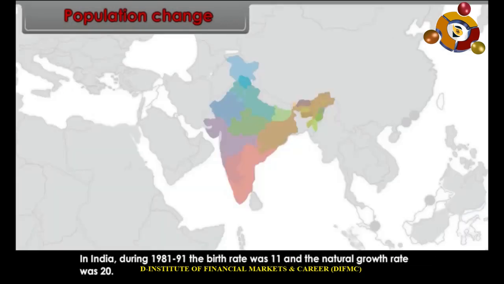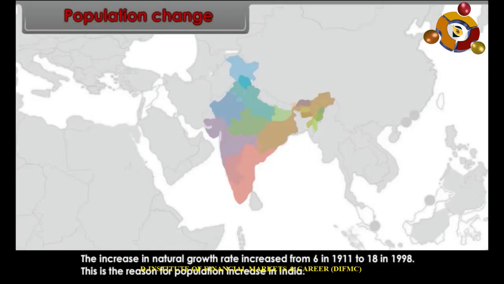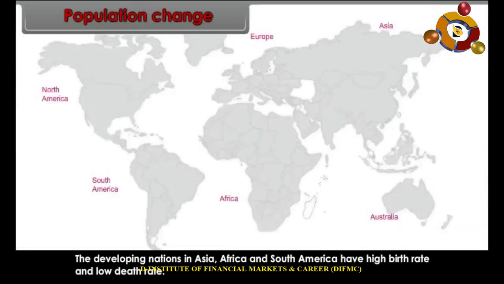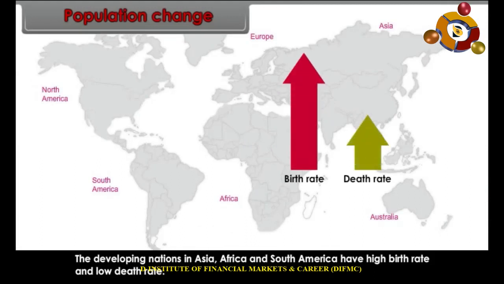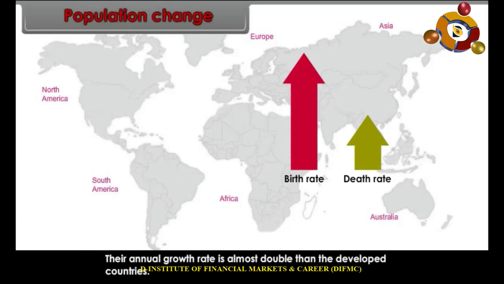In India, during 1981 to 1991, the birth rate was 11 and the natural growth rate was 20. The natural growth rate increased from 6 in 1911 to 18 in 1998. This is the reason for population increase in India. The developing nations in Asia, Africa and South America have high birth rate and low death rate. Their annual growth rate is almost double that of the developed countries.